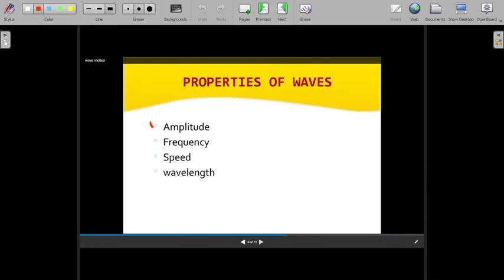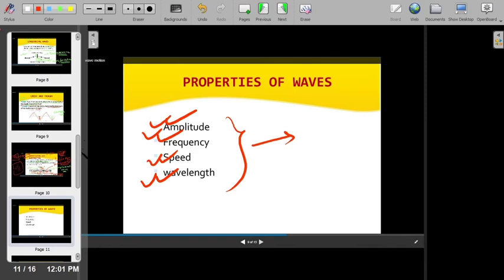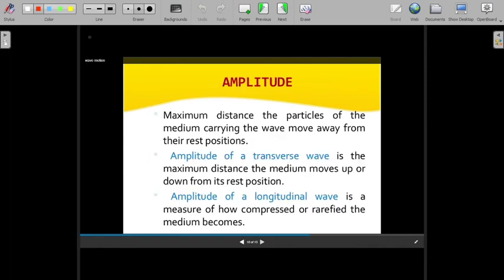The properties of a wave are amplitude, frequency, speed, and wavelength. These are all discussed in the slides. Just to show you the slides, what is amplitude? Amplitude is the maximum displacement, the maximum distance the particles of the medium carrying the wave move away from their rest positions. Okay, so this is the amplitude.